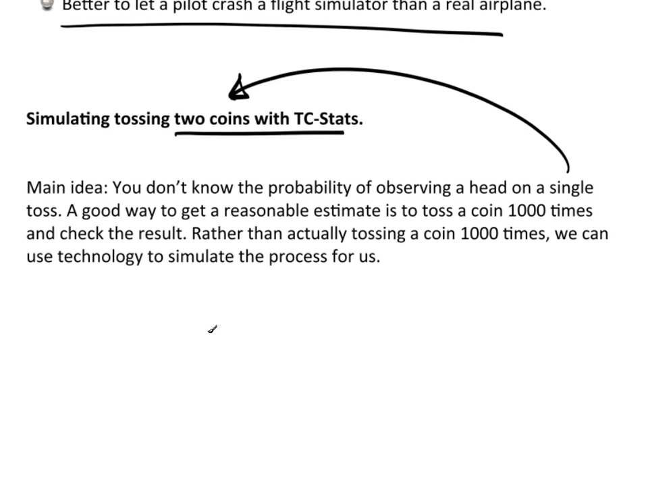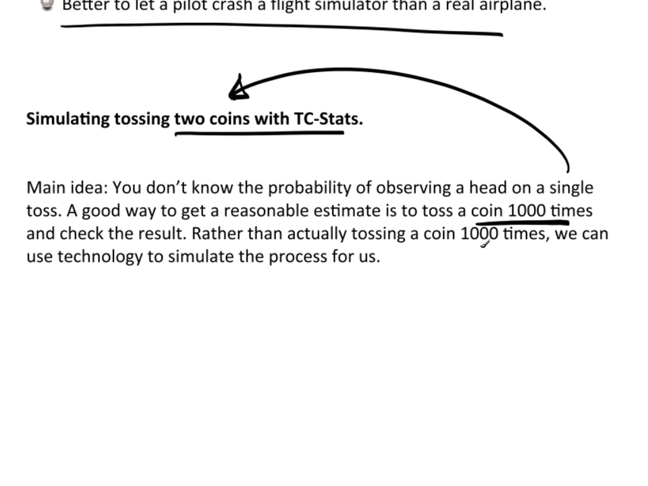A good way to get a reasonable estimate is to toss, say, a coin 1,000 times and check the results. Likewise, if I took two coins and tossed them 1,000 times, I could count up the number of heads and get a good idea what the probability of getting a head is with two coins. If I toss a single coin 1,000 times, obviously I can look at that and get a good idea of what the probability is of getting a head in a single coin toss.